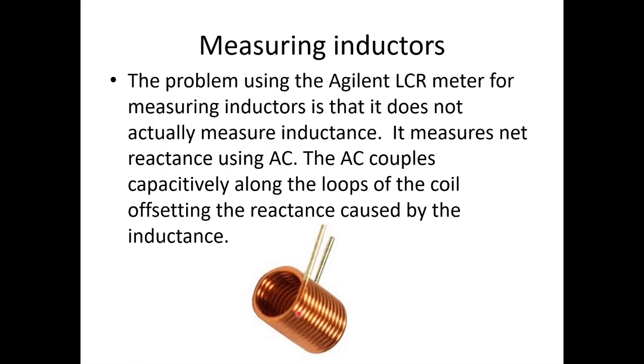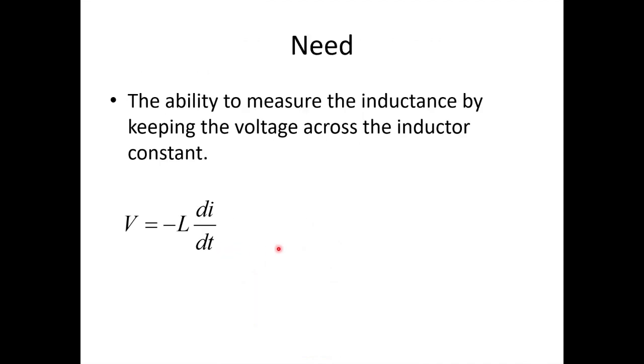Okay, so if you have capacitive reactance in there, you are interfering with your ability to measure the inductive reactance. That is the fundamental problem. So what we need to do is measure the inductance by keeping the voltage across the inductor constant. If we keep the voltage across the inductor constant, there'll be no capacitive coupling from the loops of the inductor. And we can do that from the model.